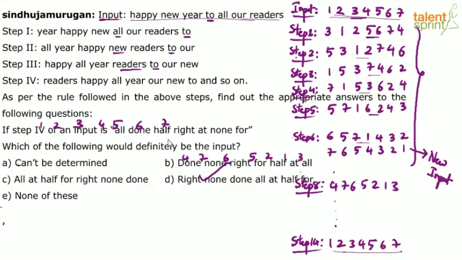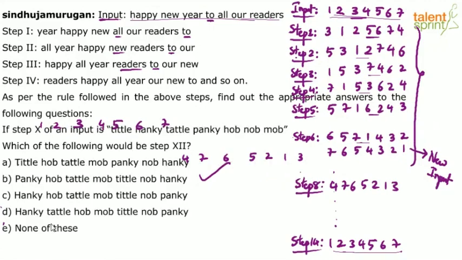Let me just clear this. Sorry. Yeah, here's the next one. So now what is given? One more input is given. Look at the input. He says step 10 of an input is tittle, hanky, tattle, panky, hob, knob, mop. Right? Step 10 has been given. Which of the following would be step 12? Which of the following will be step 12?